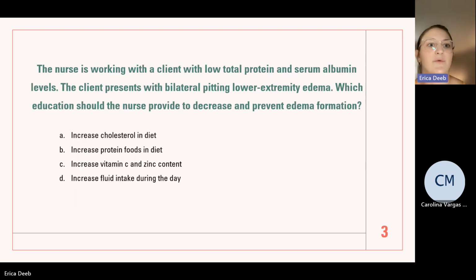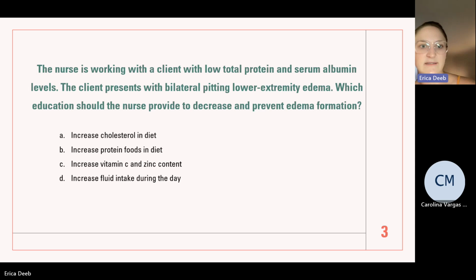Number 3. So the nurse is working with a client with low total protein and serum albumin levels. The client presents with bilateral pitting lower extremity edema. Which education should the nurse provide to decrease and prevent edema formation? So for this one, you want to pull out those keywords.